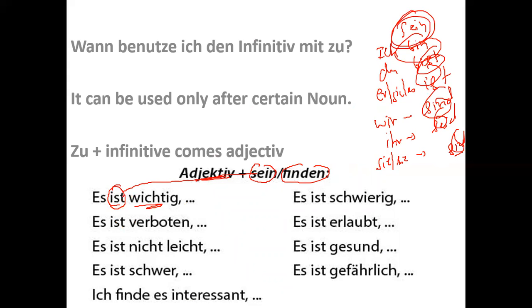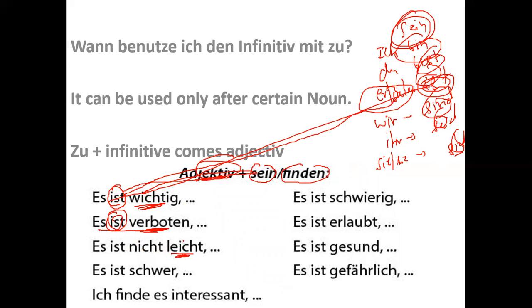So it says es ist wichtig. So ist is the form of the sein verb. It is important. So it is sein plus adjective. Es ist verboten. Sein plus adjective. It is prohibited. Es ist nicht leicht. Leicht is an adjective here, right? So ist is the verb. So ist plus adjective. Es ist schwierig. It is difficult. Es ist erlaubt. It is allowed. Es ist gesund. Gesund is an adjective here. So it is healthy. Es ist gefährlich. Gefährlich is an adjective here. It is dangerous. Es ist schwer. Schwer is difficult.